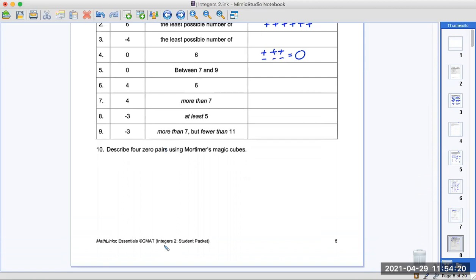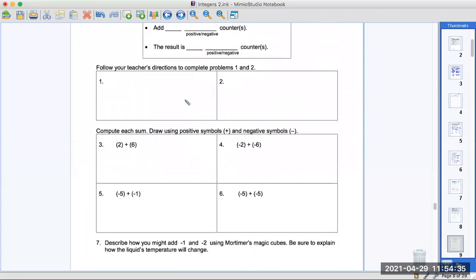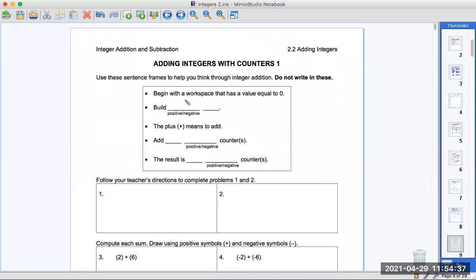This is page 5. The last question you can skip for right now because we still have to do that in class. So once we do this class activity, you can fill that in. And now we're on page 6. On page 6, we are doing notes, I believe. Yep.